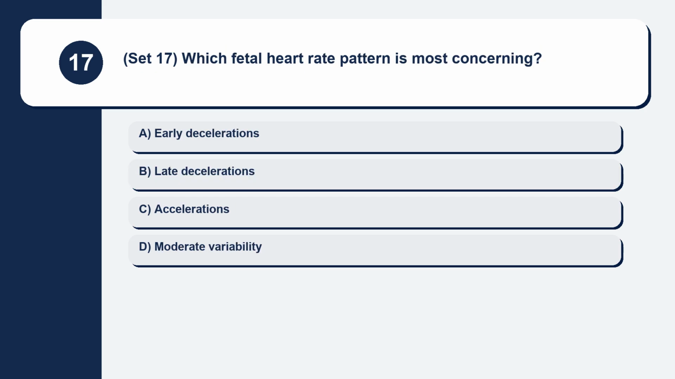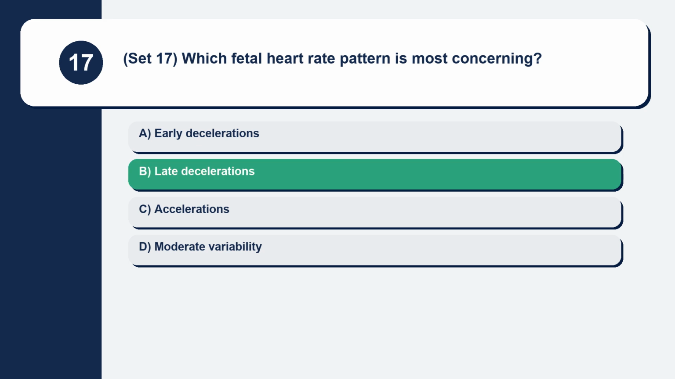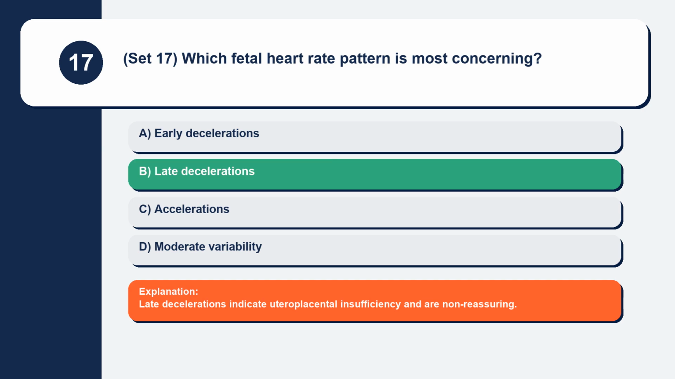Question 17. Set 17. Which fetal heart rate pattern is most concerning? Early decelerations, late decelerations, accelerations, moderate variability. Late decelerations indicate uteroplacental insufficiency and are non-reassuring.